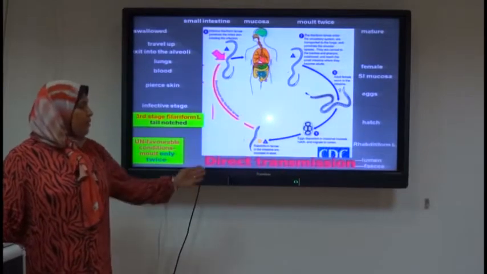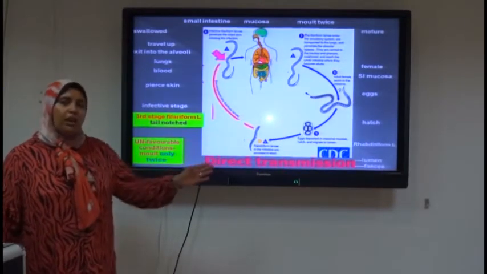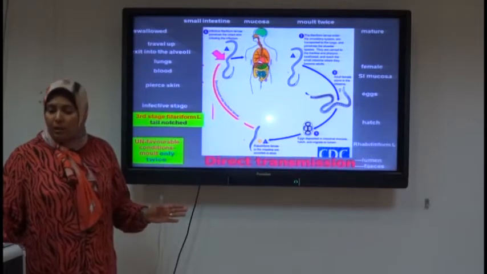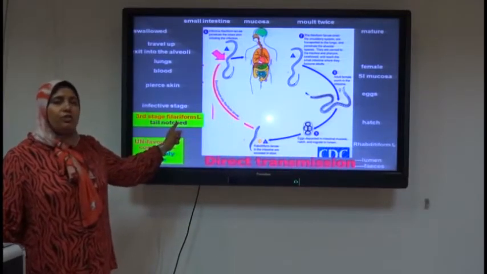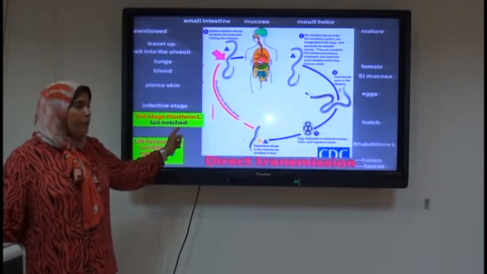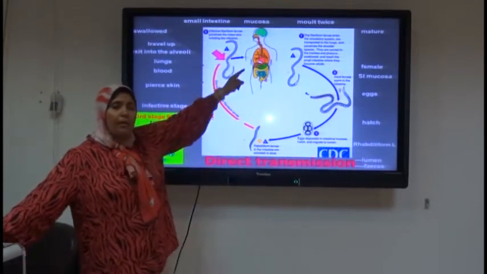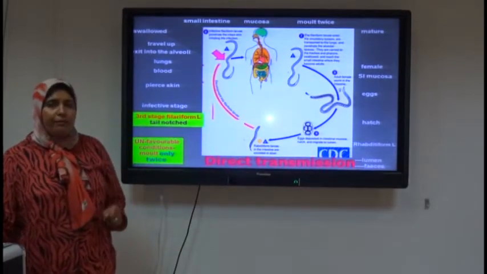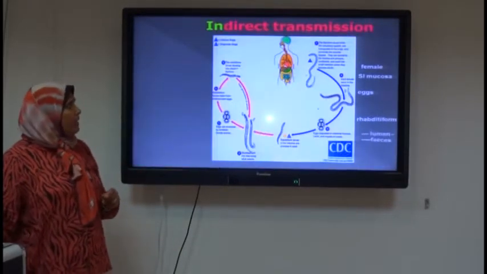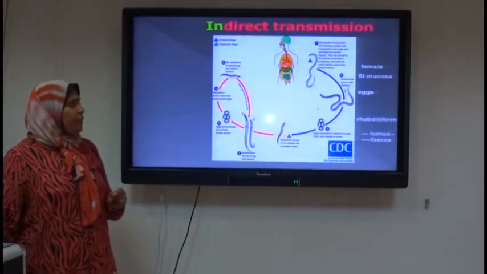And this is the direct transmission. It just descended to the soil and transformed to the infective stage, which is the 3rd stage filariform larvae, to reinfect another man without passing through a free living cycle. Let's talk about the indirect cycle.